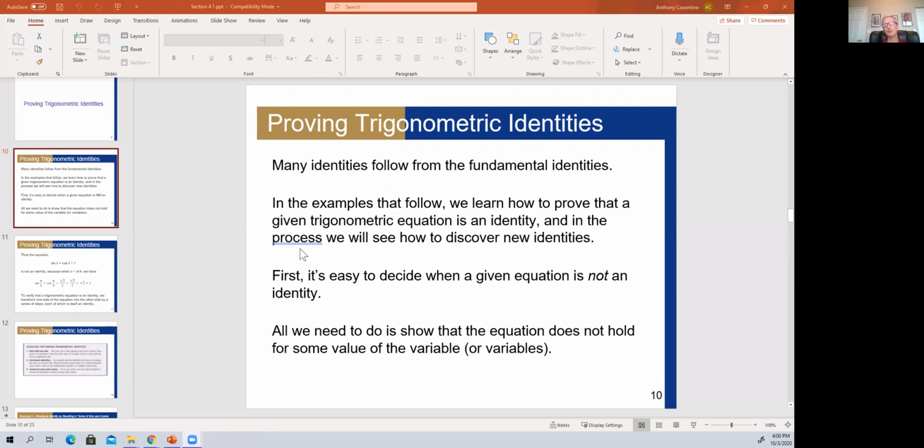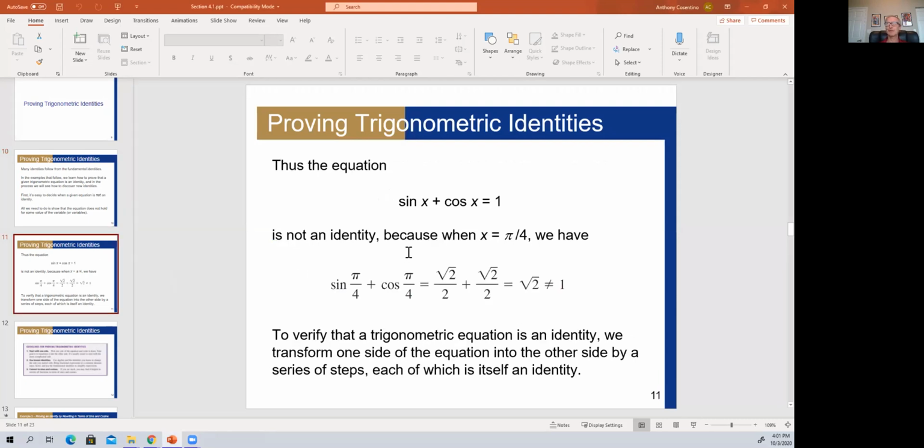We don't spend a lot of time on this, but it's really easy to prove something is not true. Just to refresh your memory, if you have an equation like this and you want to prove something's not true, you only need to find one example. So proving things that are not true is easy, and you could just pick any value of x. Here the book picked pi over 4, 45 degrees. Plug it in, get those values. You can see you don't get 1, but you get square root of 2. So that should not be too bad of a process.